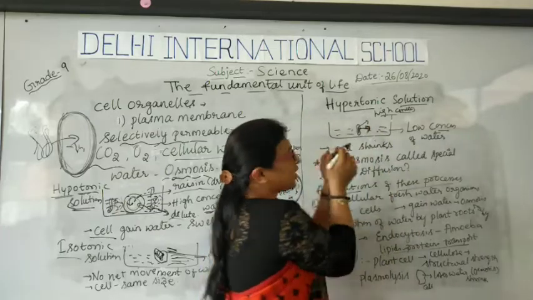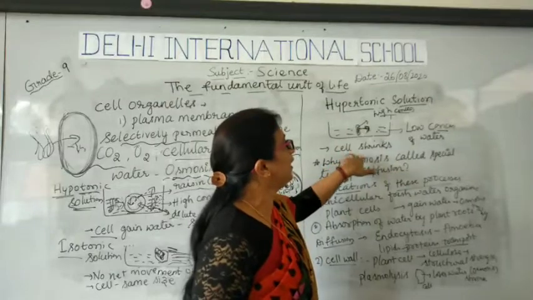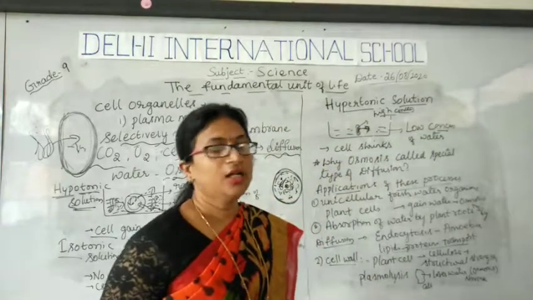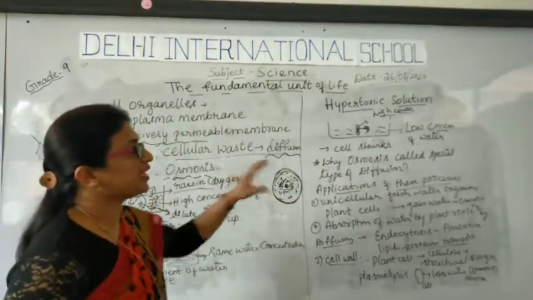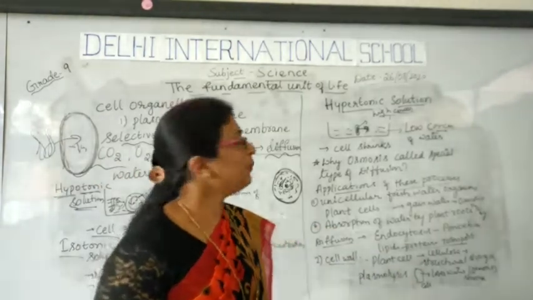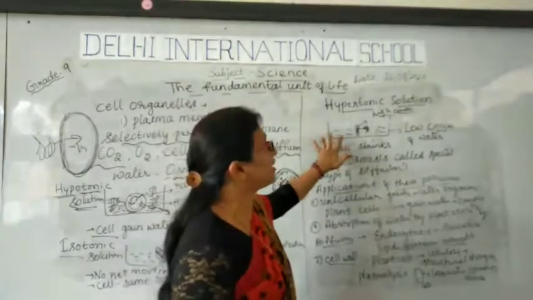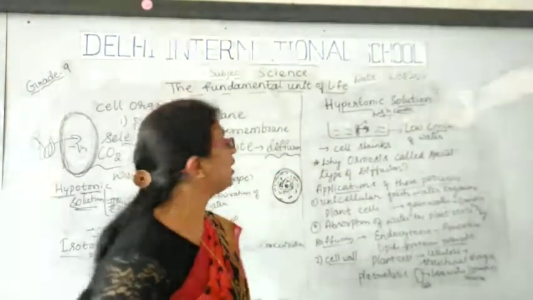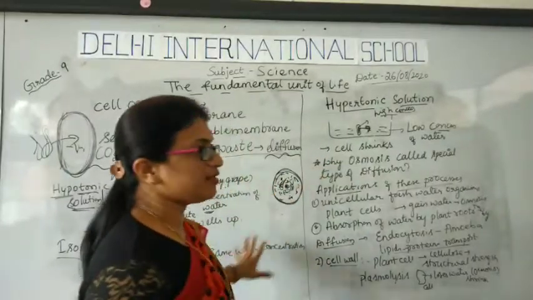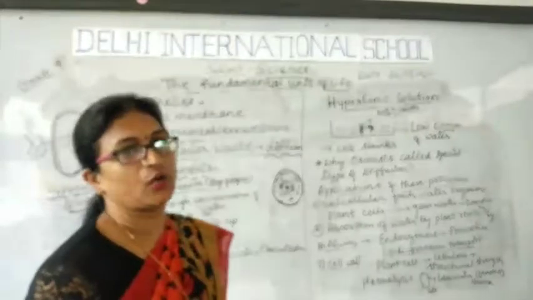So that's why the cell shrinks. By emptying all the water inside the cell, it shrinks. So this is what happens when the cell is dipped in the hypertonic solution. Hypertonic solution means the concentration outside is more. Okay. So this is what happens to the cell when it is subjected to different water conditions.